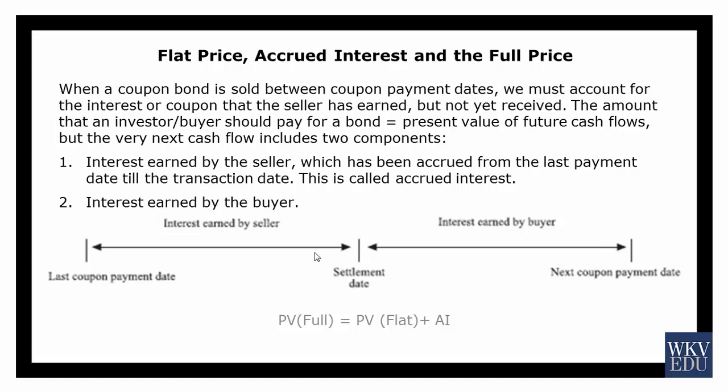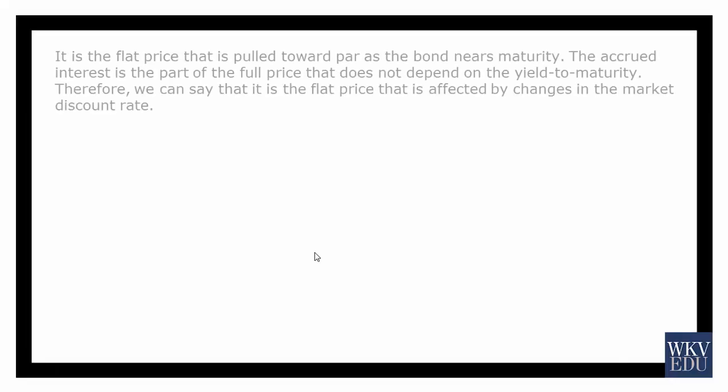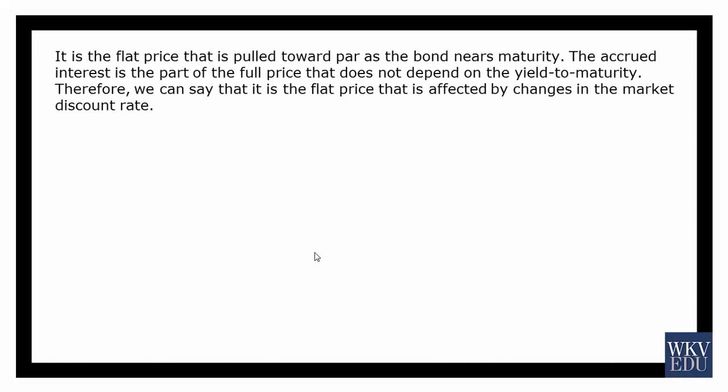The reason behind quoting flat price is to avoid misleading investors about the price trend for a bond. Given that the amount of accrued interest on the bond increases each day, full prices rise each day even if the yield to maturity remains constant. Further, the full price suddenly drops on a coupon payment date, when the coupon is paid and accrued interest falls to zero. Quoting flat prices avoids such misrepresentation. Also note that it is the flat price that is pulled towards par as the bond approaches maturity. This is clearly expressed here.